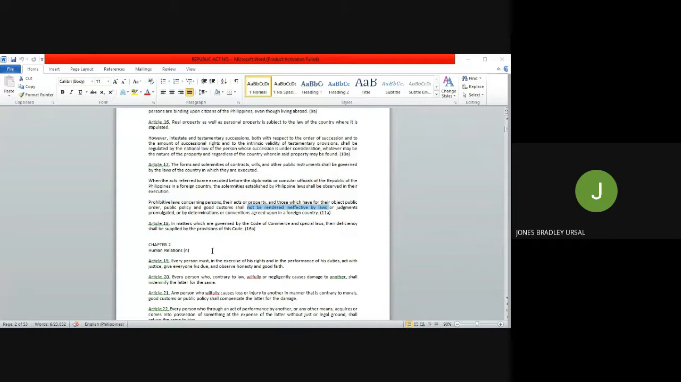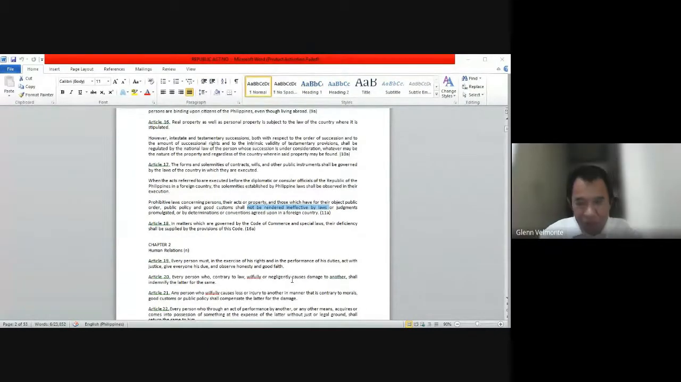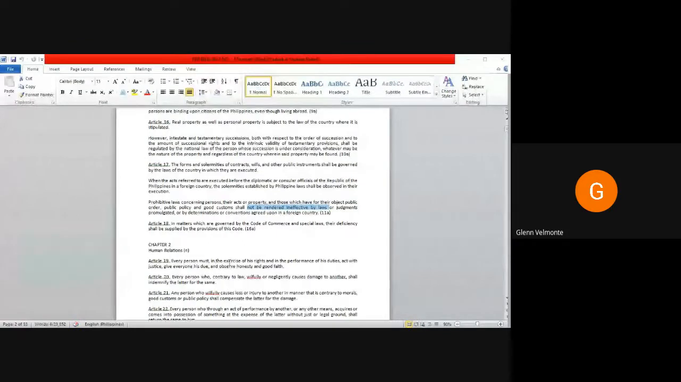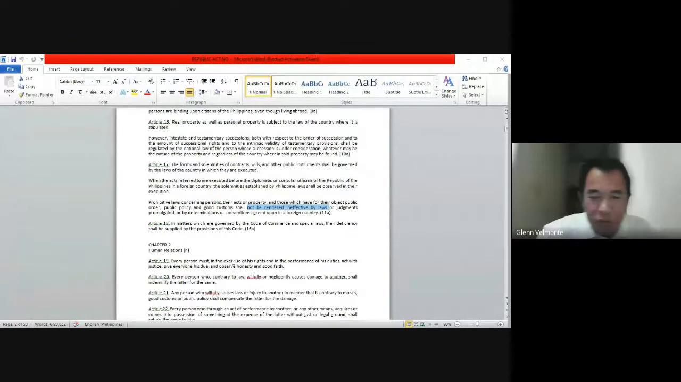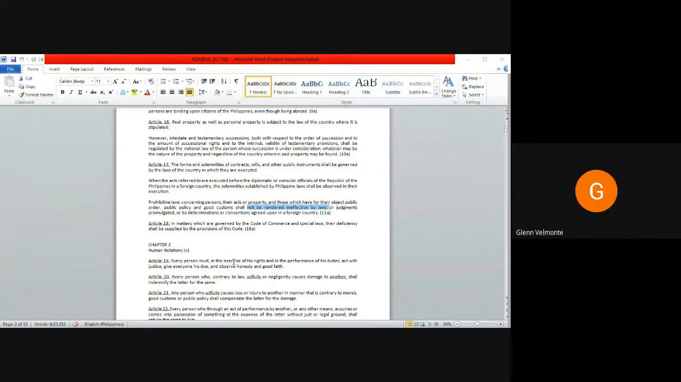Article 19. Every person must, in the exercise of his rights and in the performance of his duties, act with justice, give everyone his due, and observe honesty and good faith. So that's very important. Do not forget that. You may have the right, but you have to exercise it with justice, honesty, and good faith.